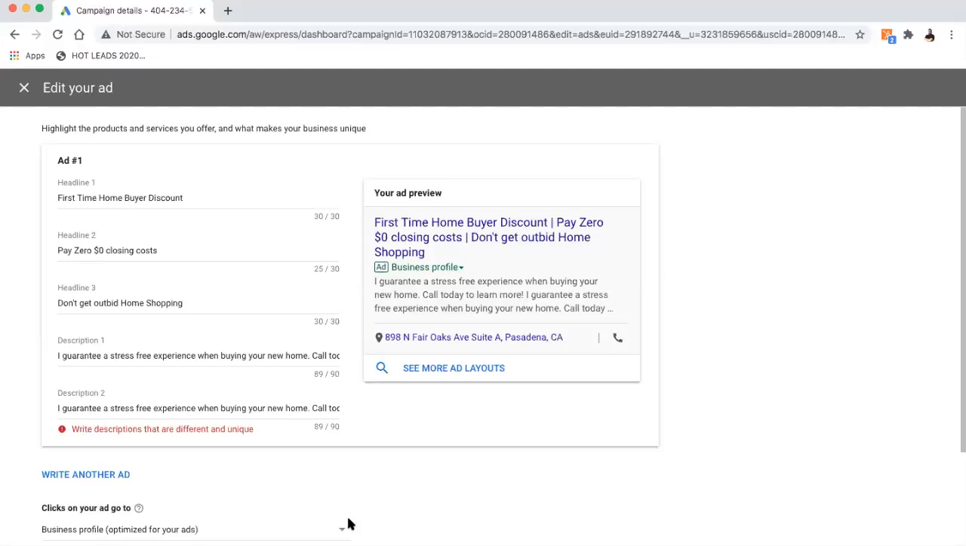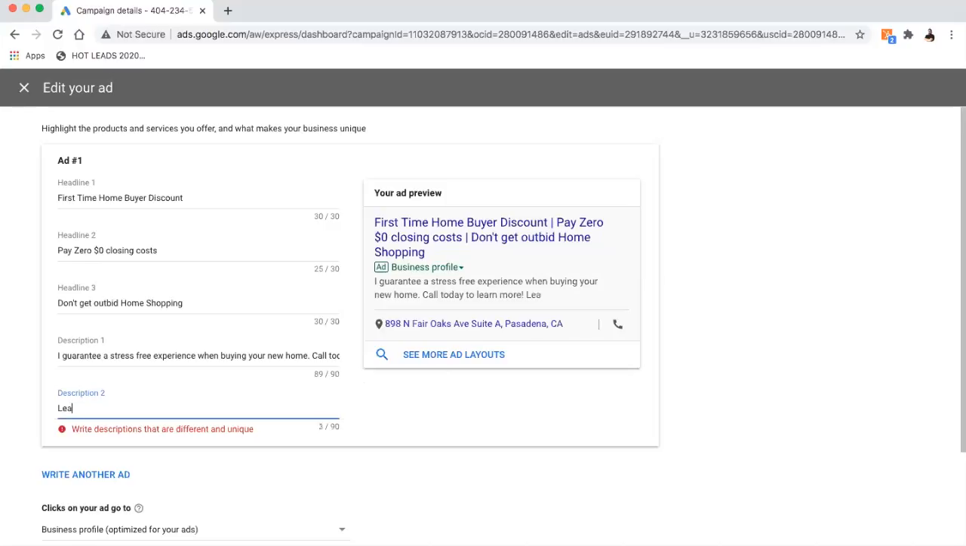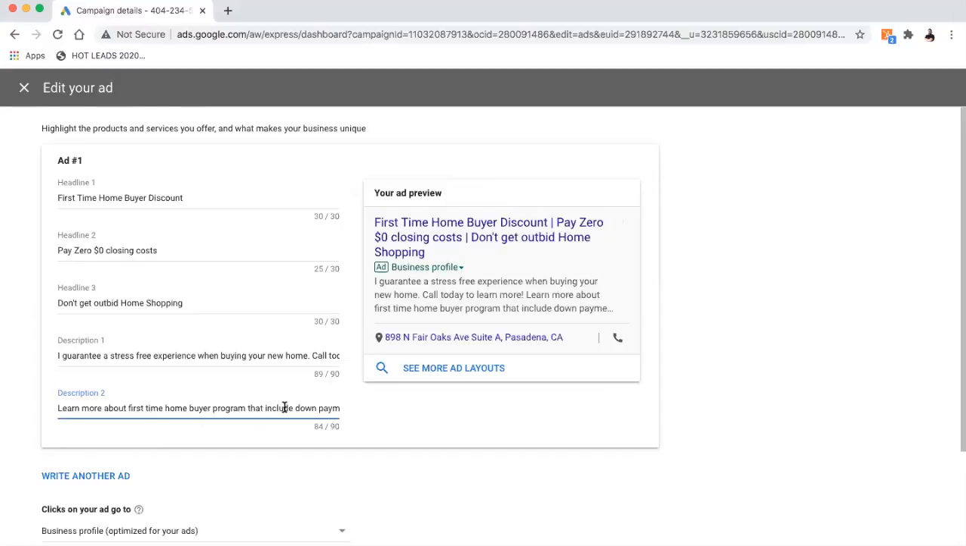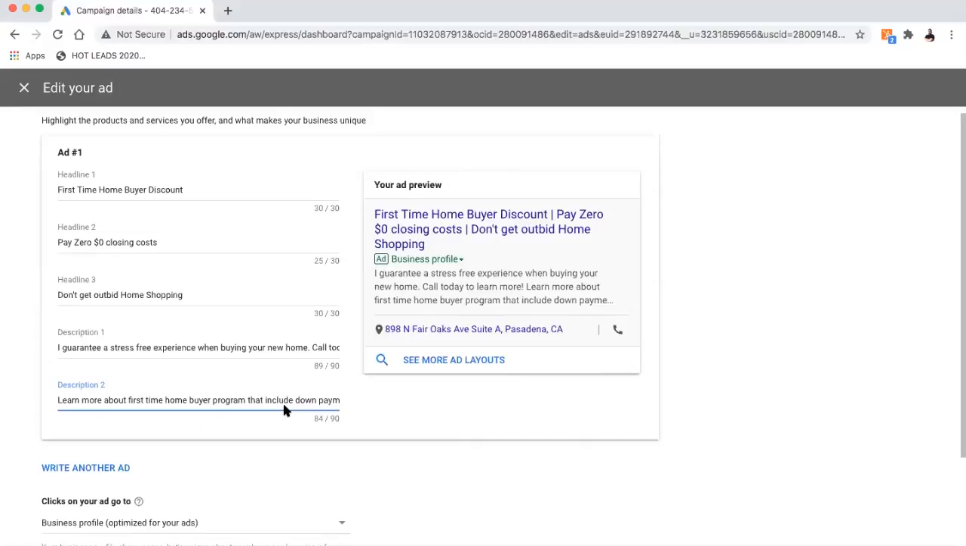Learn more about first-time homebuyer programs that include down payment assistance. We were on the second description, 90 characters. I can't really see the screen, but I would say something like down payment assistance programs and local city grants available.